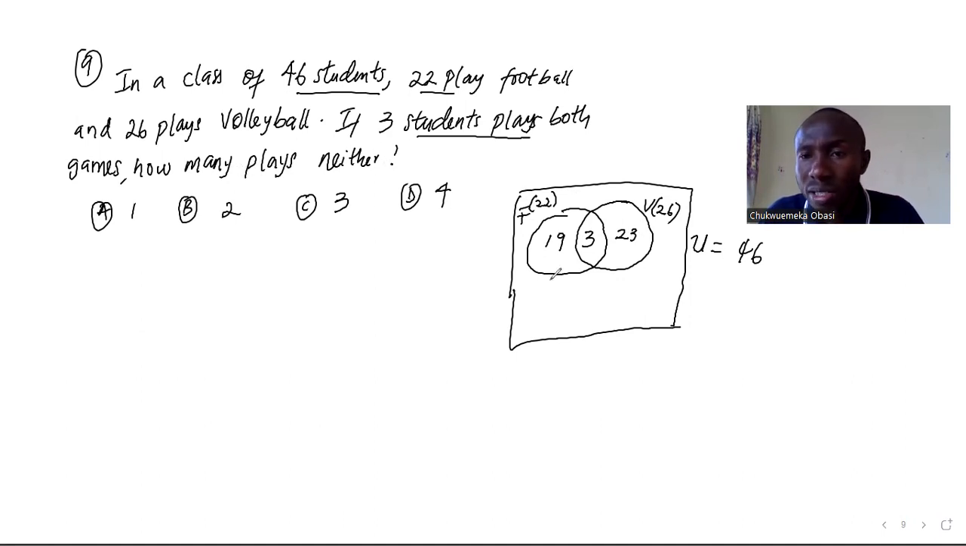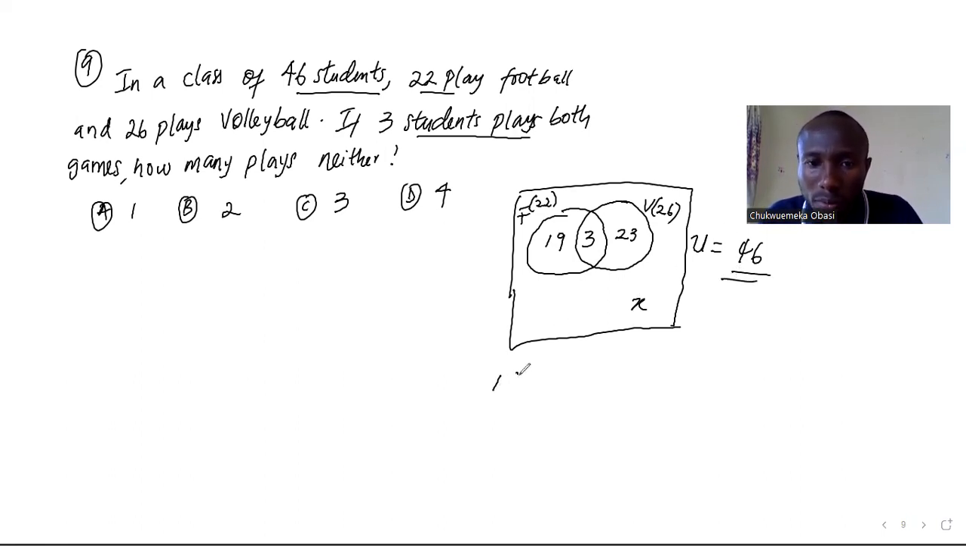Now they asked, how many play neither? How many play neither means how many of those students do not play either football or volleyball? So they are outside, let's call them X. All right, so now we have all the information we need. To find this X that we are looking for, we're going to add people who play football only, people who play both balls, people who play volleyball only, plus people who do not play anything. Everybody must give us 46.